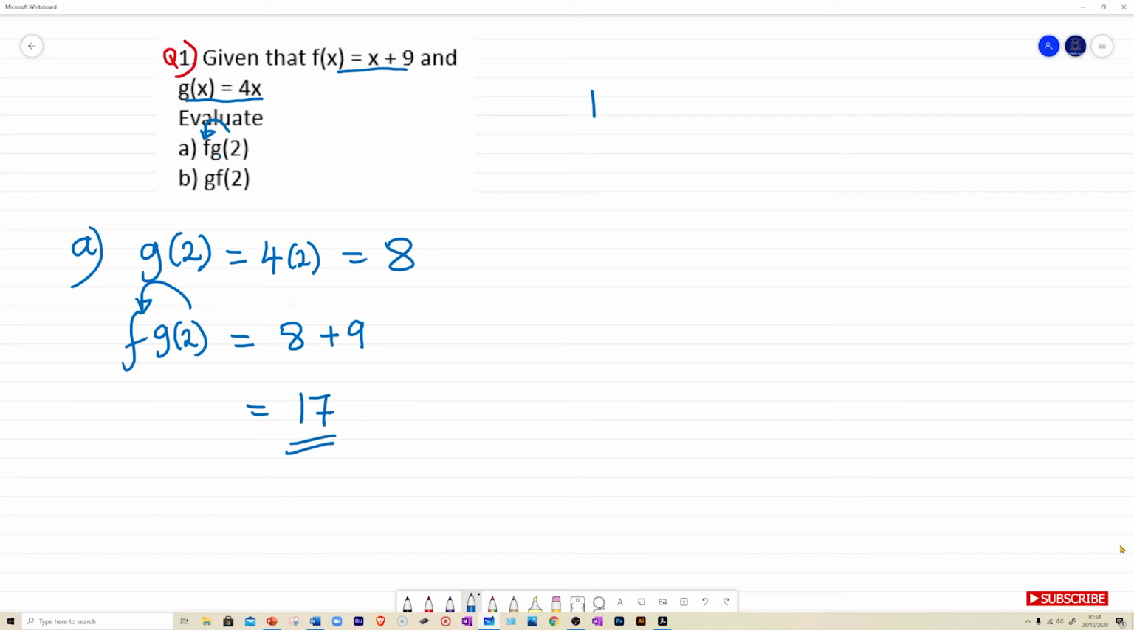And now for b, we are asked to find gf of 2. So let's do f of 2. We start from the inside going outside. The definition for the f function is x plus 9. So wherever there is x, I'm going to put 2. So that's going to be 2 plus 9, which is equal to 11.